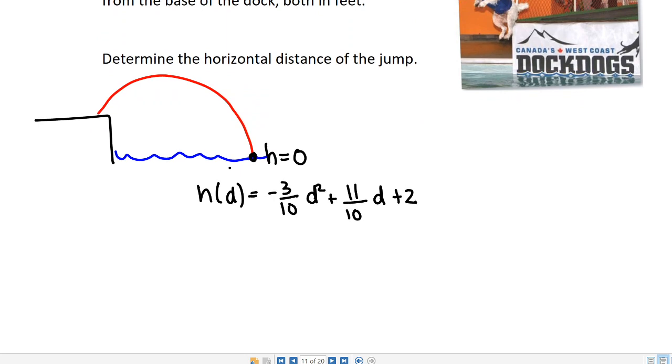Right now, we have h of d, so we have function notation. Remember, we always have to have one side of the equation equal to 0. What we're trying to find here is when h is 0, at this point where the dog splashes and hits the water. We want to find out what d is equal to, because that'll tell us the horizontal distance. So since we know that the height is going to be 0, we're just going to substitute it in for the height in the equation.